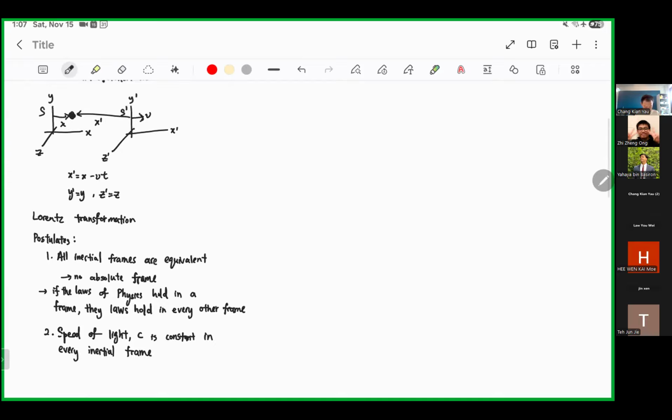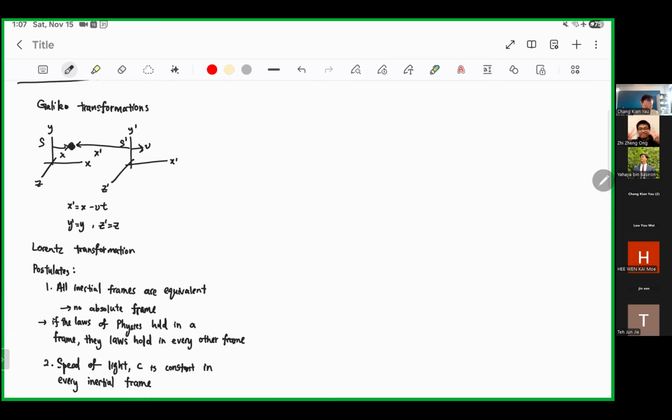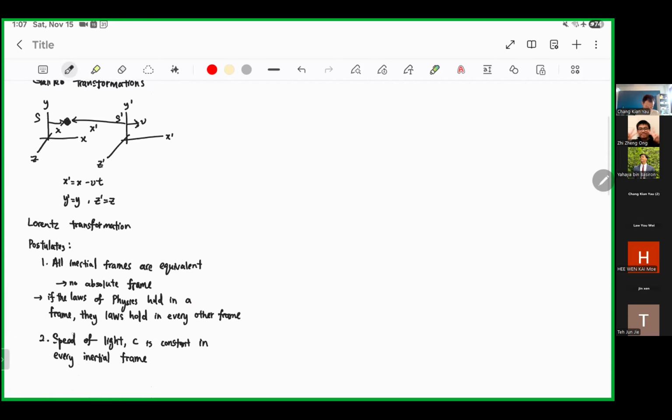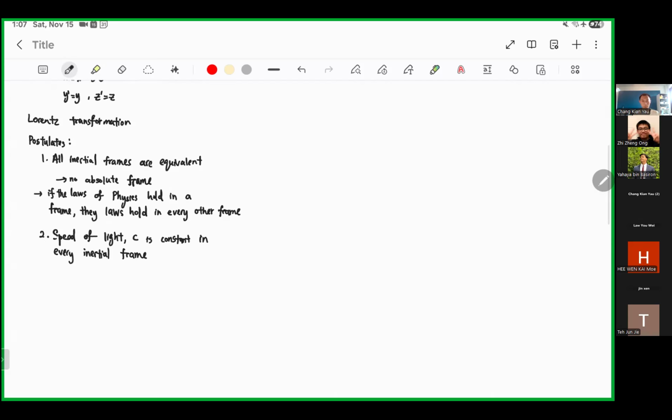Okay, if you look back at the postulates, we have the first and second postulate. The first one is also a postulate. You can see that it's also inside the non-relativistic Galileo transformation. If the laws of physics hold in one frame here, then they hold in this frame here. What's special about the postulates is the second one: the speed of light c is constant in every inertial frame, which is not the case in how we define things here. This is what makes the whole thing complicated.